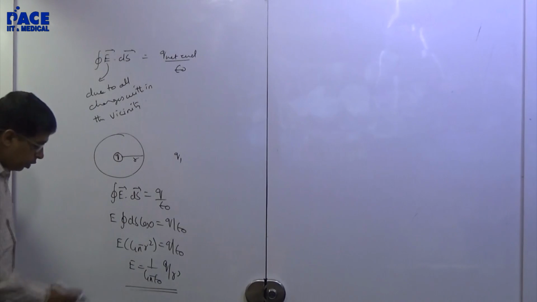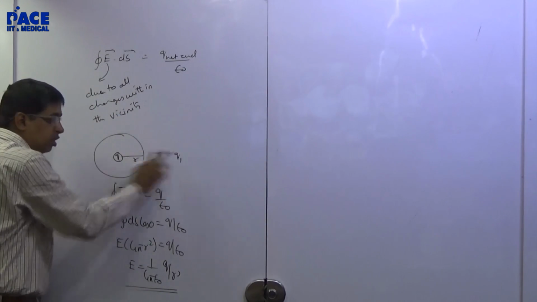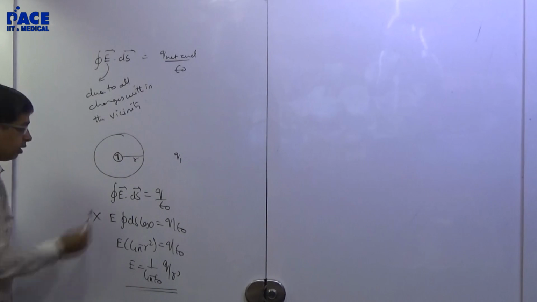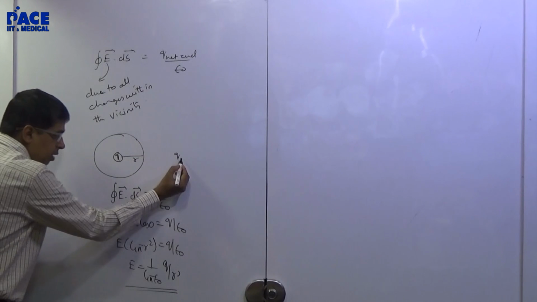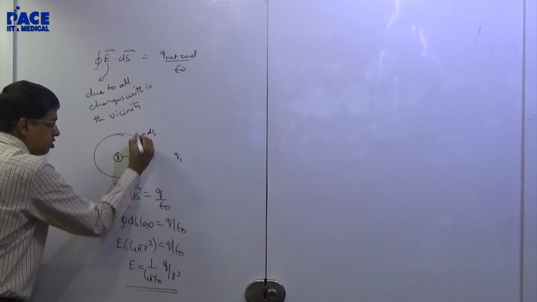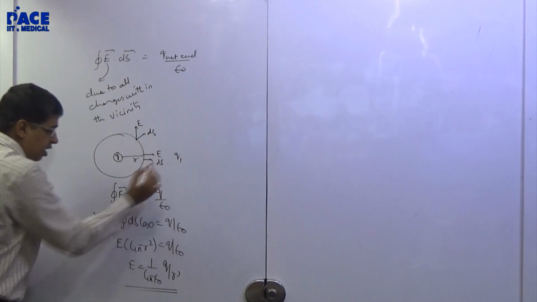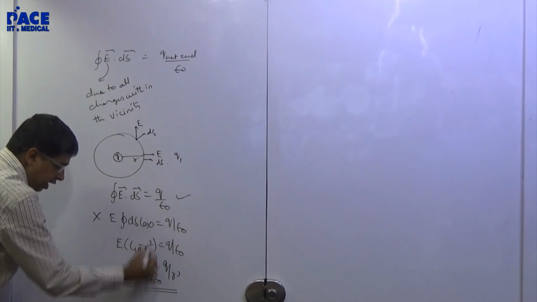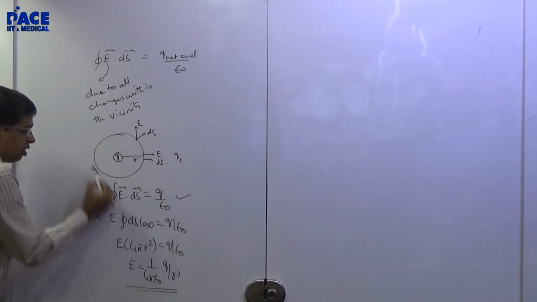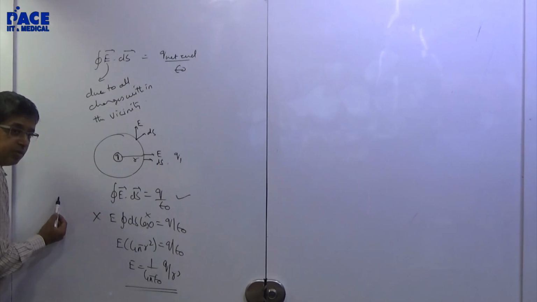Something fishy? You are getting the field only because of this Q, but you told me the field is because of all the charges within the vicinity. We have gone wrong here. The field here will be because of both. dS will be like this, field will be like this. Incidentally, this will be correct here, but I cannot proceed further. The magnitude of the field is not the same all throughout, so bringing it out of the integral doesn't make sense, and cos 0 also doesn't make sense.